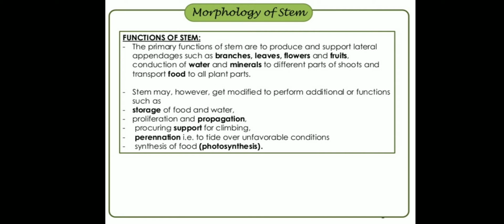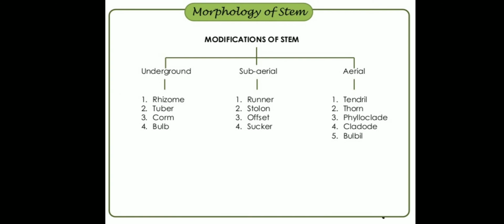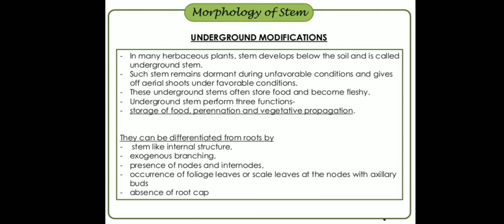Okay, the stems can be modified. So what are the various modifications of stems? One is underground in case of rhizome or tuber, corm, bulb. Okay, subaerial are the runner, stolon, offset, sucker. Okay, and aerial in the form of tendril, thorn, phylloclade, cladode, bulbil. Okay, these are the various modifications of stem. So let's see what are the underground modifications.